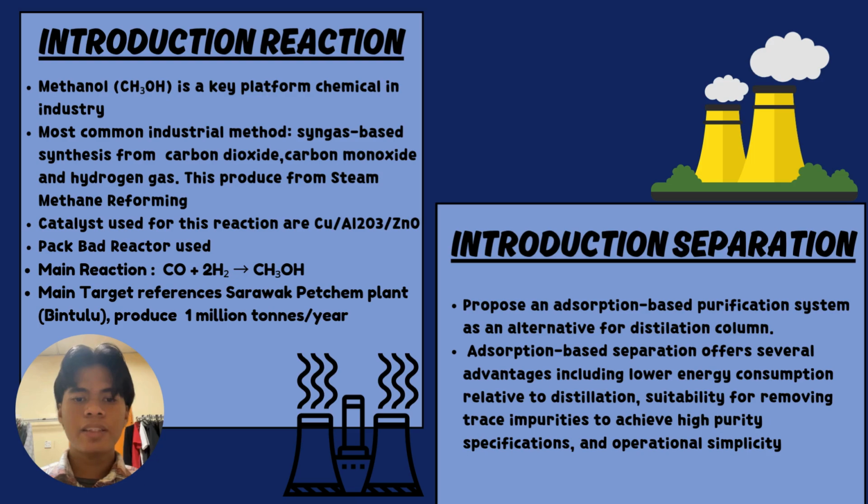In this part, the catalysts that are used in this reaction are copper, aluminium oxide and zinc oxide, and the reactor used is a plug flow reactor. The main reaction occurring is the production of methanol by using carbon monoxide and hydrogen gas. The main reference for our production is 1 million tons per year, produced in the Sarawak Petchem plant in Bintulu.